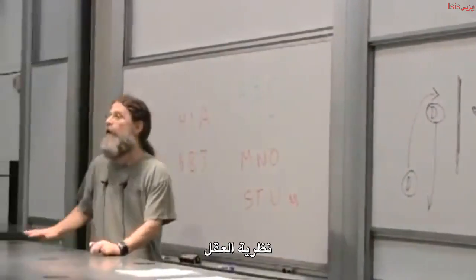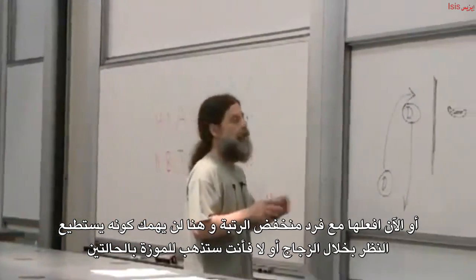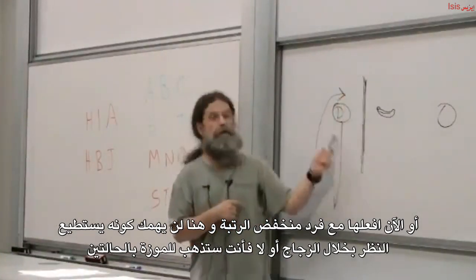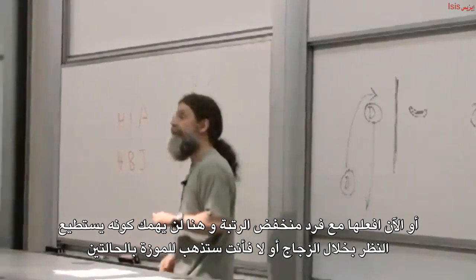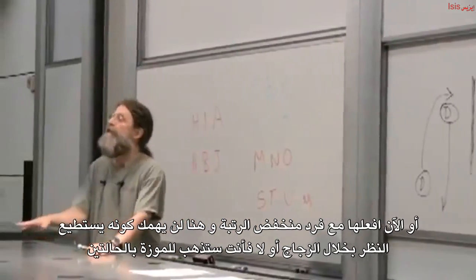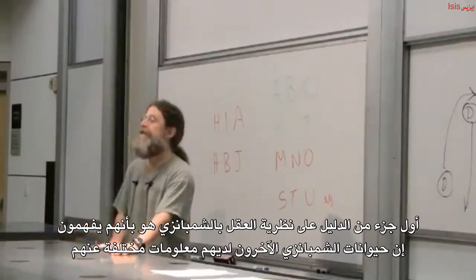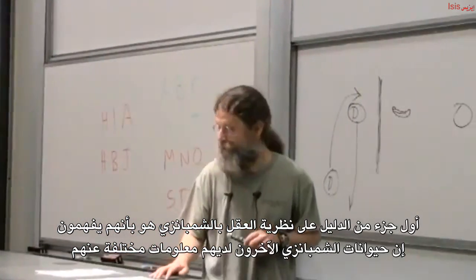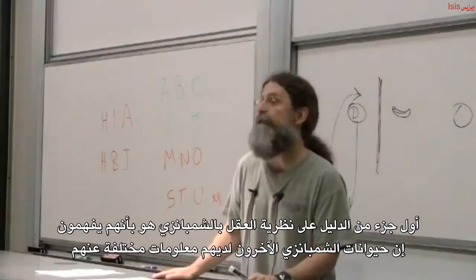Theory of mind. Or now do it with a lower ranking individual, and it doesn't matter to you whether or not they could look through the glass or not. You're going to go for the banana because you're going to get it regardless. The first bits of evidence of theory of mind that a chimp understands that other chimps have different information than them.